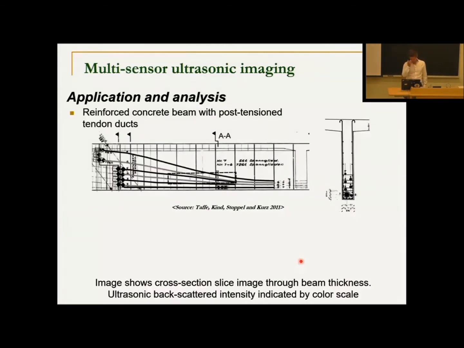Now let me give you an example of how we can collect lots of data and do lots of different kinds of inversions to give our images. Let me give you an example here, which I've taken from this source of researchers from Bonn in Berlin, where they mapped out on this surface of this complicated post-tension concrete beam.